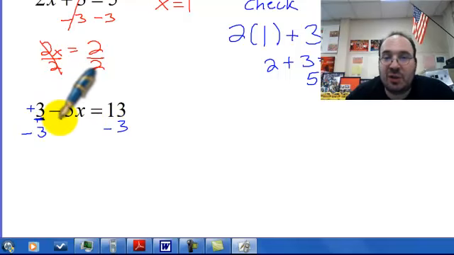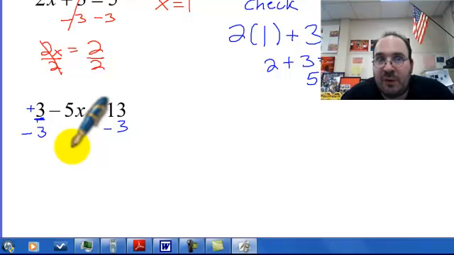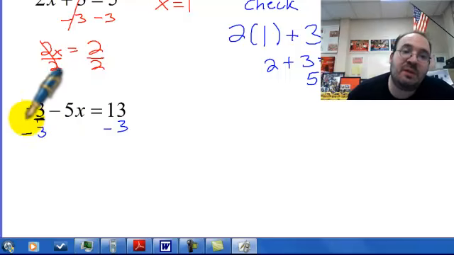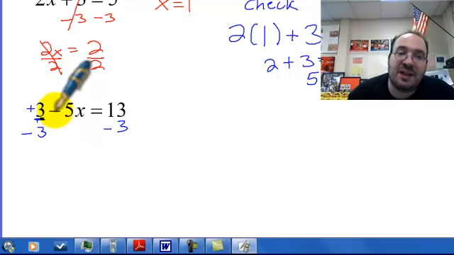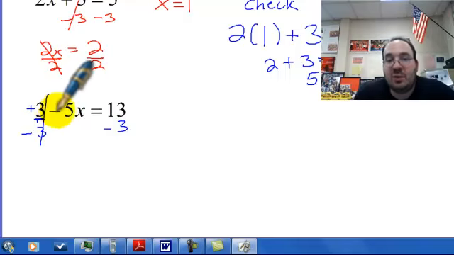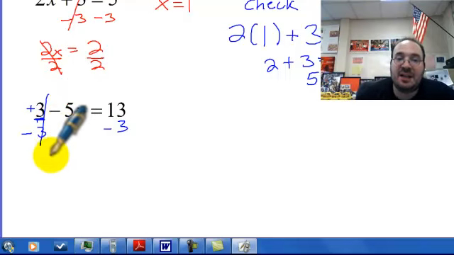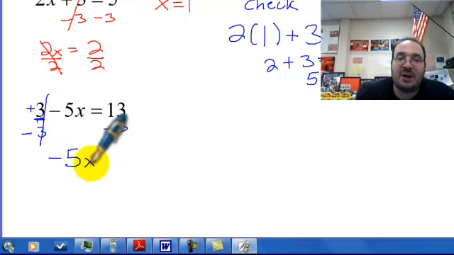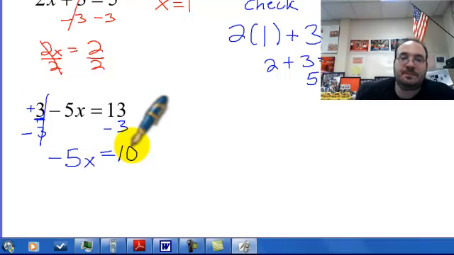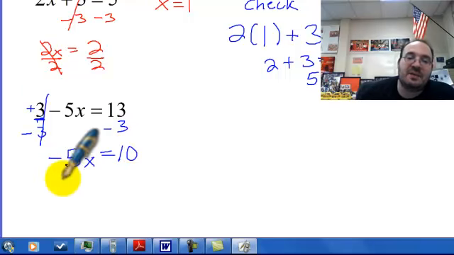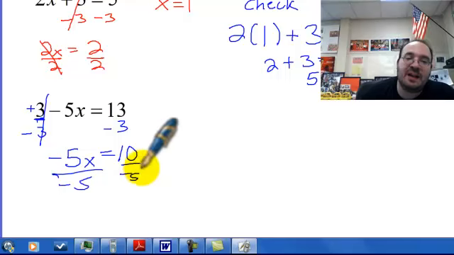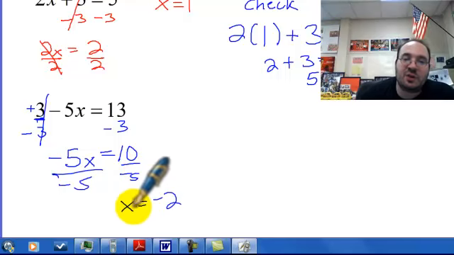Don't just look at the sign in the middle and automatically reverse it. Think about what you're trying to get rid of. In this problem, I'm trying to get rid of the 3. So it's a plus 3, I subtract 3. So I don't worry about this. Those cancel, and I bring down this whole thing, including this sign. And this subtraction sign becomes a negative sign now. And then on the other side, 13 minus 3 is 10. And then I divide both sides by negative 5, and I get x equals negative 2.